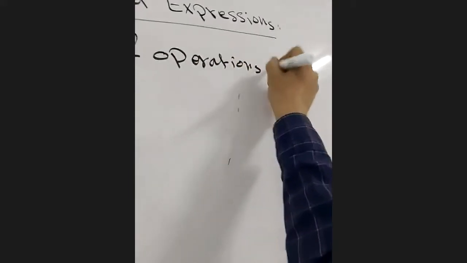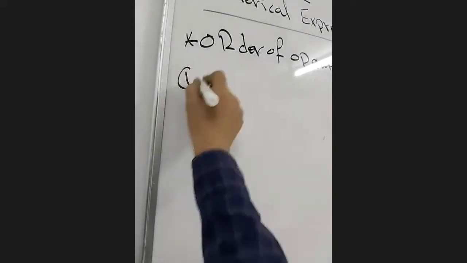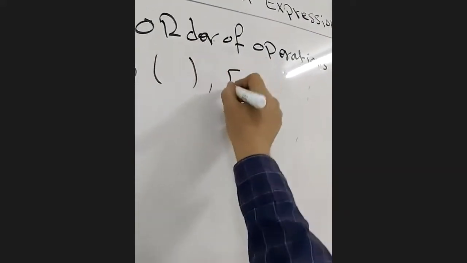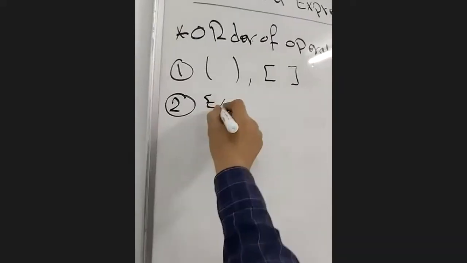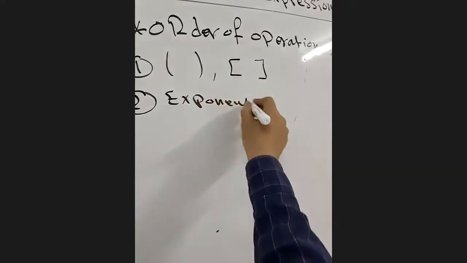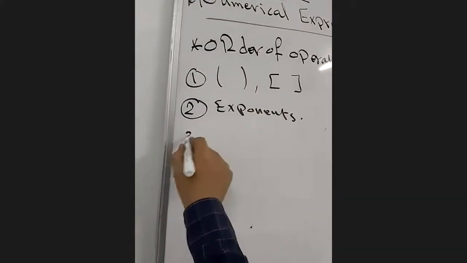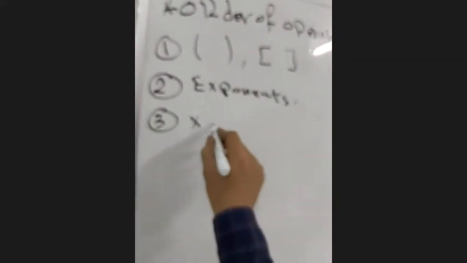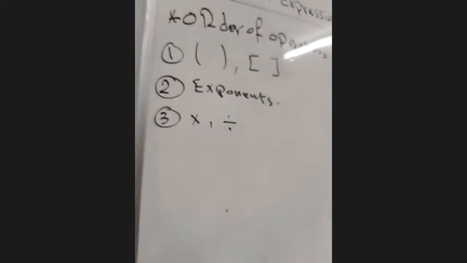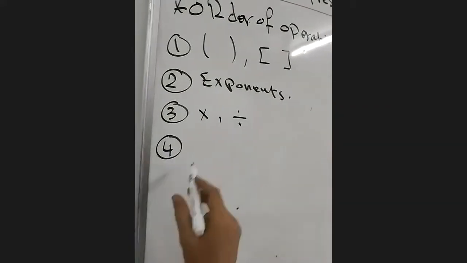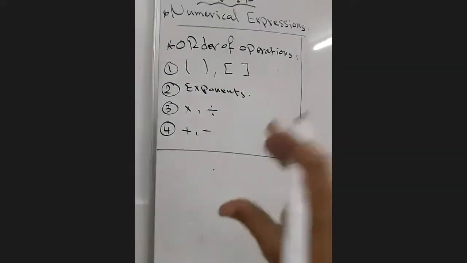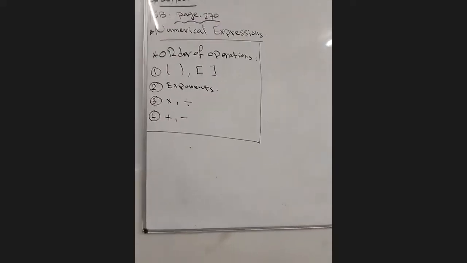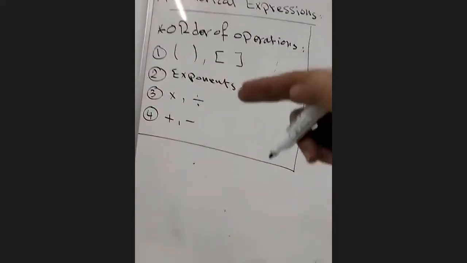Now, we have four order of operations. The first one, brackets, parentheses, or brackets. The second one, exponents, or we call them powers. The third step is multiply or divide from left to right. And the fourth, which is the last, it's plus or minus from left to right. This is the order of operation. Keep it in your mind, guys, and do numerical expression always using these four steps.